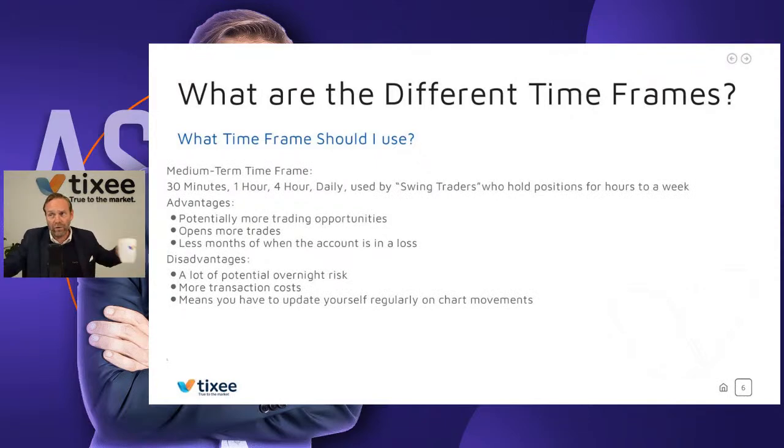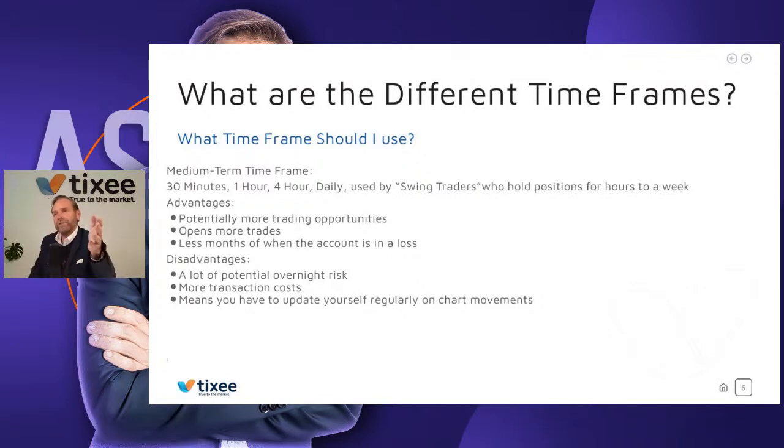Short-term traders, or actually medium-term, shall I say? Medium time frame traders tend to look at 30-minute charts, 1 hour chart, 4 hour chart, and daily. These are often used by what are called swing traders, who hold their positions sometimes for hours, but maybe up to a week. The advantages of looking at medium-term charts is there's potentially more trading opportunities. You tend to open a lot more trades as a swing trader as well. Plus, there'd be fewer months where you're holding a position and your account is in a loss.